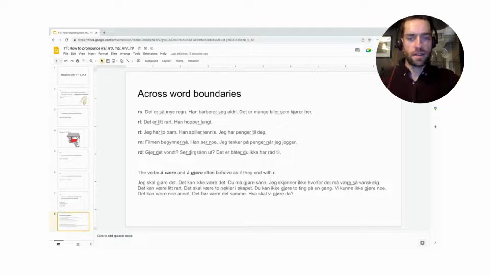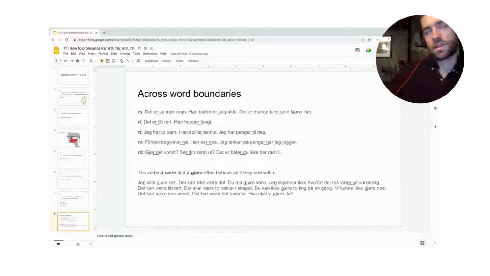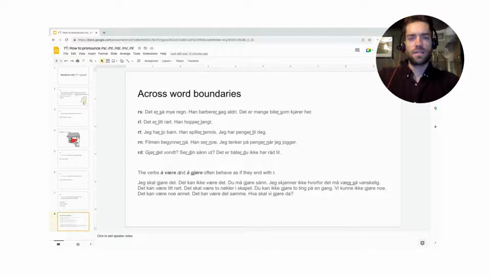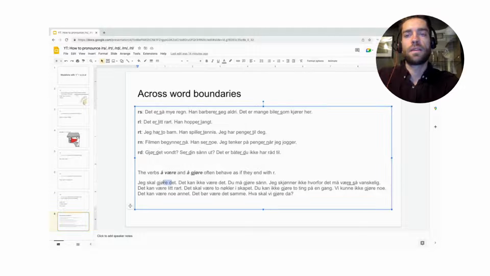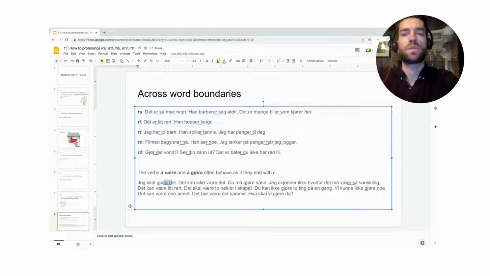The last thing I'd say here is that we have two very special verbs, two kind of strange verbs as it pertains to phonetics. Because å være and å gjøre, they are often behaving as if they end with an R. So for example, jeg skal gjøre det. Gjør det. So it's sort of a two-syllable verb, gjøre det, but we actually do get this mutation between the words here. Jeg skal gjøre det. Same with det kan ikke være det. Det kan ikke være det.